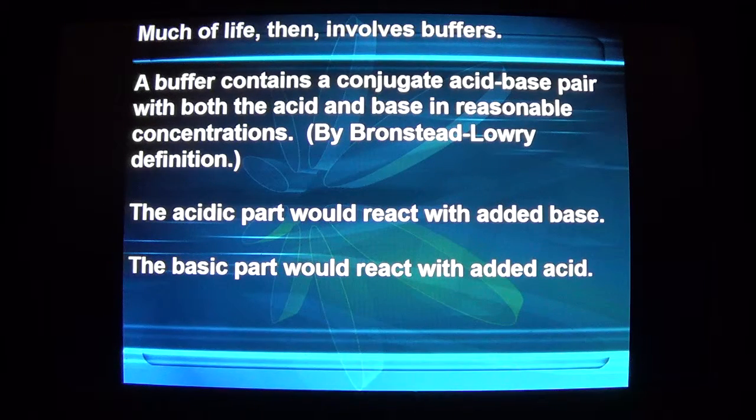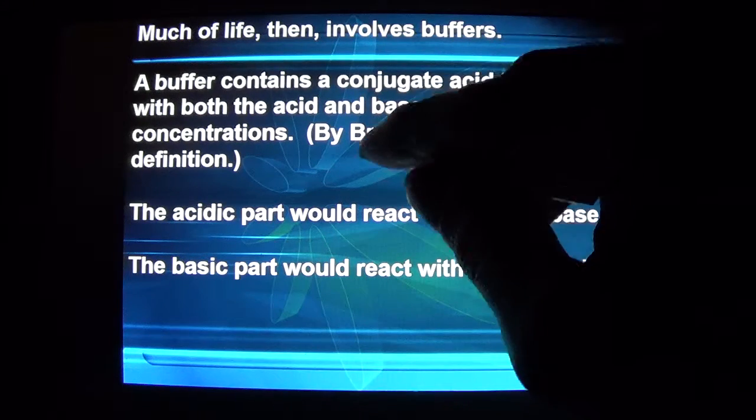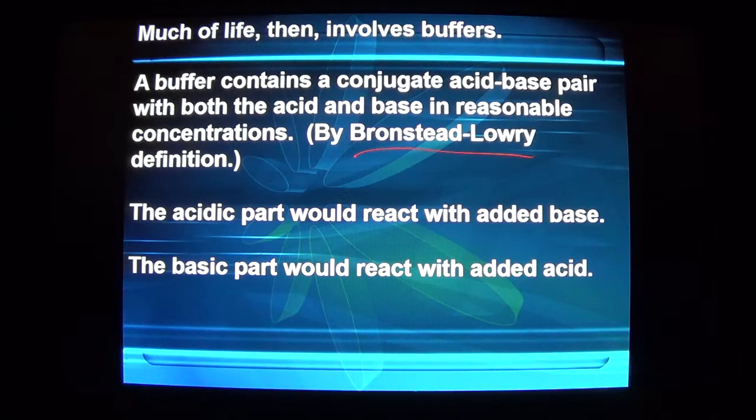A buffer, here's our definition, is a conjugate acid-base pair where you have both the acid and the base present in reasonable concentrations. And conjugate acid-base pair is, of course, under the Bronsted-Lowry definition.